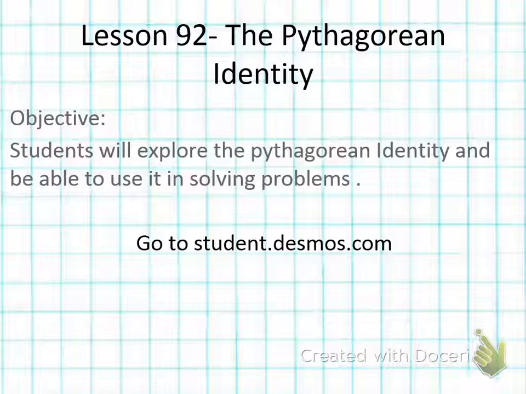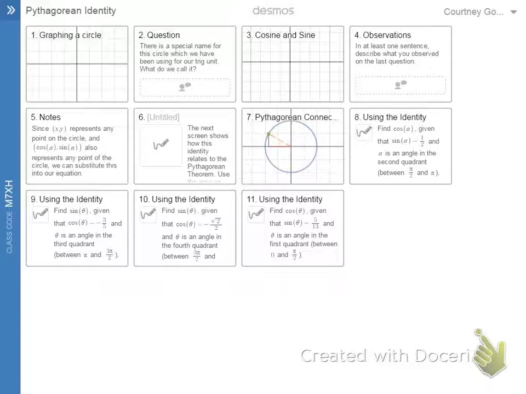First, we started by going to student.desmos.com. If you were absent today and you still want to go through this activity, you can. I'll show you the code to go on and do that in one moment. On student.desmos.com, this is the class code that you would want to use if you want to work on this now. Maybe you were absent and you still want to go through it. The code is M7X8 right here.